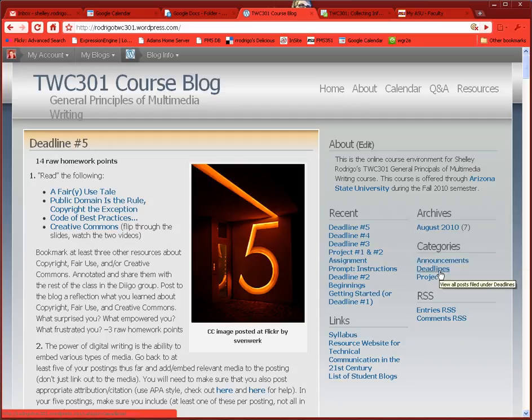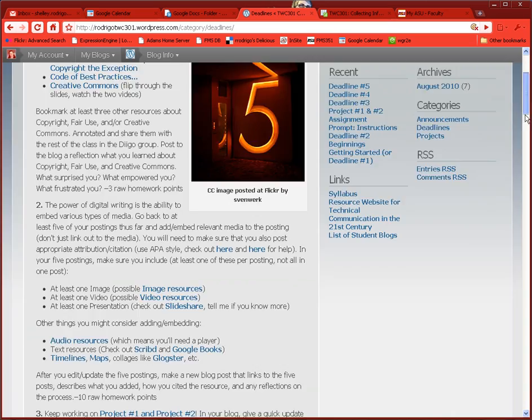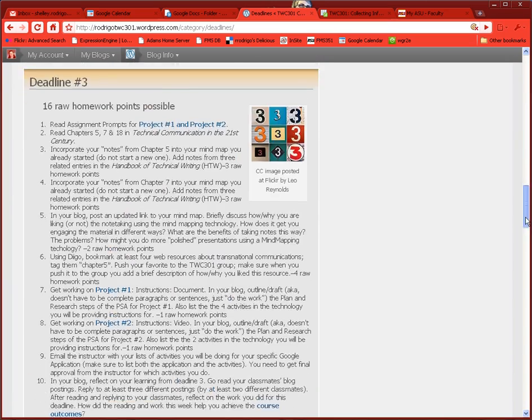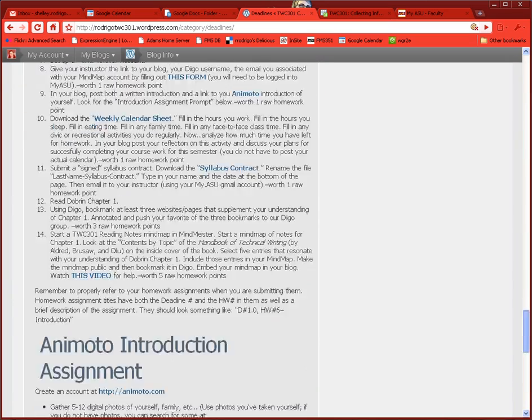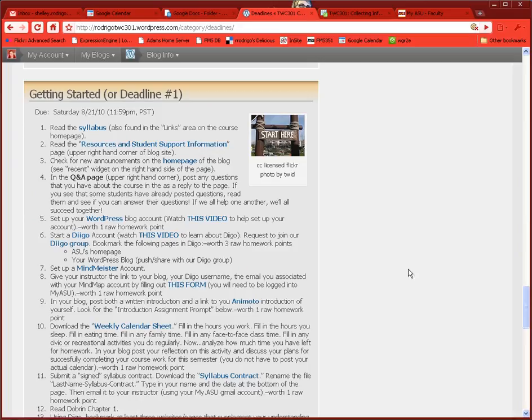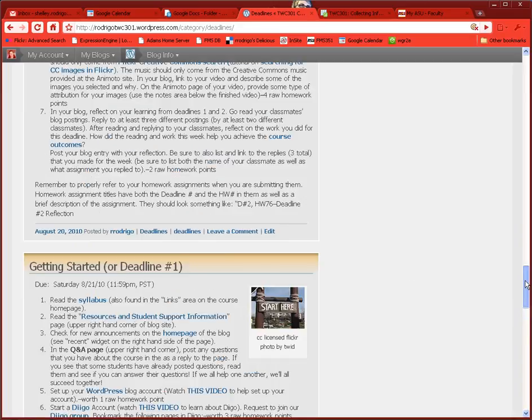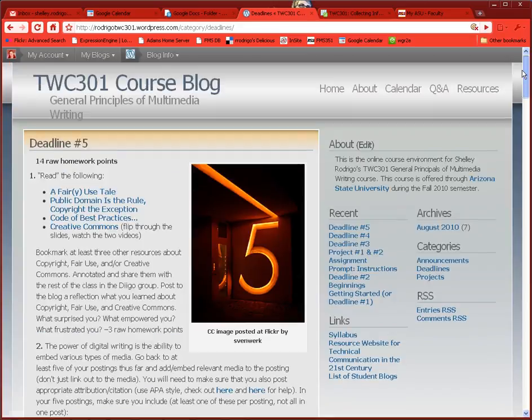The next thing is the deadlines area. All the work for the course, homework and major projects, is organized by deadlines. If you notice, deadline 5 is the most recent deadline I've posted. If we keep scrolling down, there's deadline 4, deadline 3, and way at the bottom, getting started, deadline 1. If you have done nothing for this course, click on that deadlines link and scroll down to getting started, deadline number 1, and get working there. Otherwise, you have all this other work. There's 16 deadlines for the course.